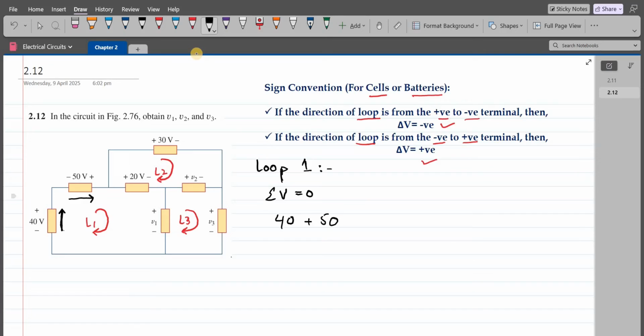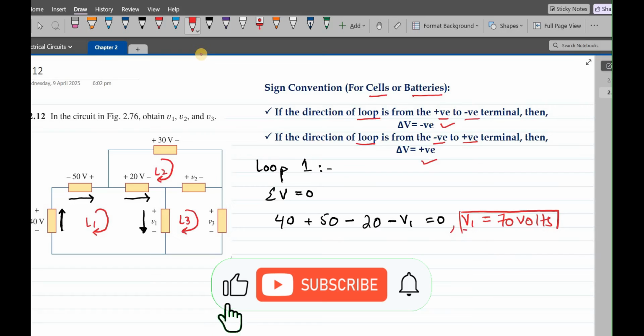Now, here the loop is moving from the positive to the negative terminal. So according to the sign convention, these 20 volts will be taken as negative. And across V1, the loop is moving from the positive to the negative terminal. So V1 would also be taken as negative, equals to 0. So upon simplification, V1 comes out to be 70 volts. So this is our first answer.